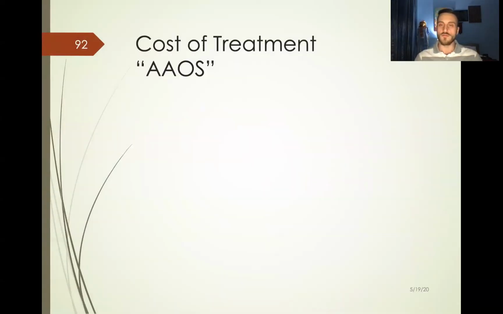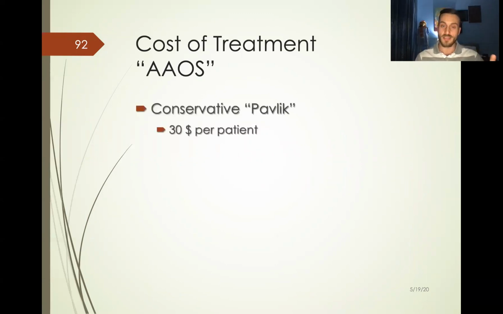Let's go for the cost of treatment. The cost for treatment, according to the American Academy of Orthopaedic Surgeons, they say if you want to treat the DDH patient conservatively with a Pavlik harness, it will cost each patient $30. So if you wanted to apply these numbers on Jordan, we were talking about 60,000, 61,000 JDs. Wow, this is too much.